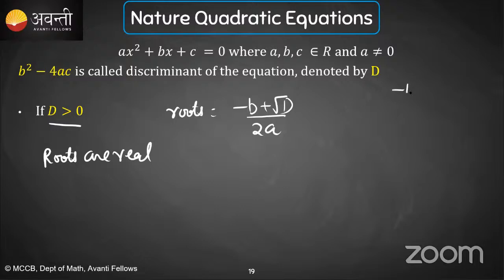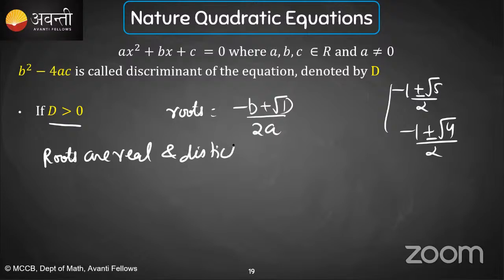Maybe this will be of the form minus b plus root 5 by 2a, let's say, or minus b plus root 4 by 2. So these roots are real, yes or no? And they are distinct also, because of the plus and minus. So you will say the roots are real and distinct, meaning unequal, just because your d is positive. When d is positive, the square root is real, right? Is this clear? It's very simple to understand.